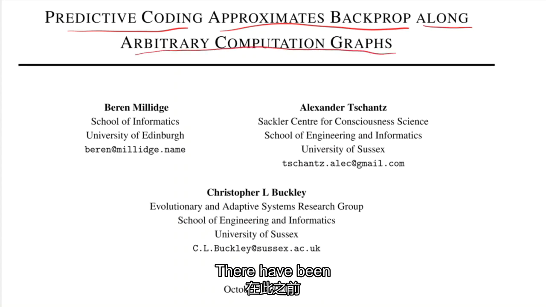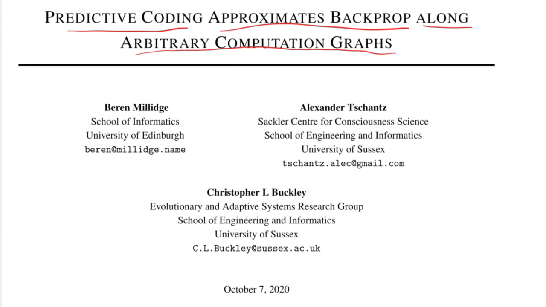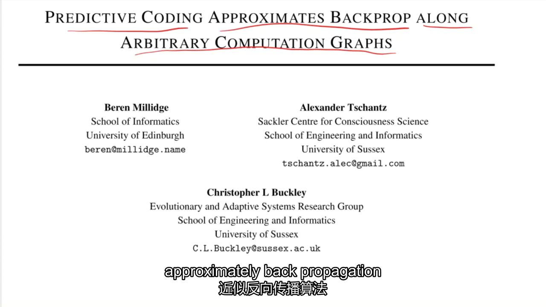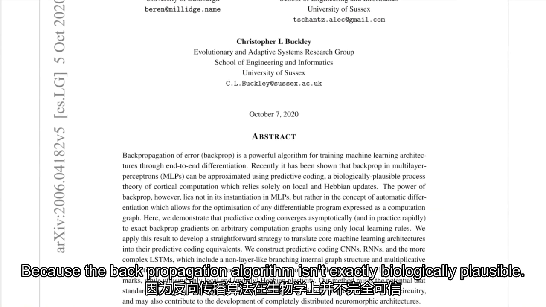So there have been papers before describing predictive coding, this algorithm, in various subsettings like fully connected layers and so on, and the fact that it approximates backprop there. However, this paper shows that that's actually the case for arbitrary computation graphs. Under certain assumptions, predictive coding approximates the backpropagation algorithm. Why is this important? Because the backpropagation algorithm isn't exactly biologically plausible.